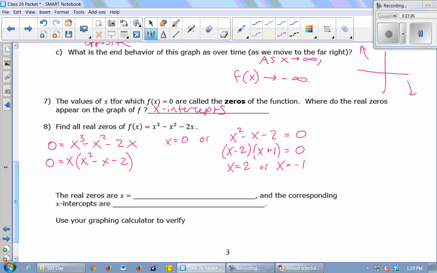Or 0, yeah, from over here. Yeah. Okay, so my real zeros are x equals negative 1, 0, and 2. You can write them in any order. I went smallest to biggest because I'm just nerdy like that. Did you have a question, Sabine?